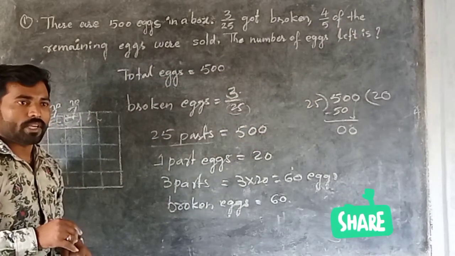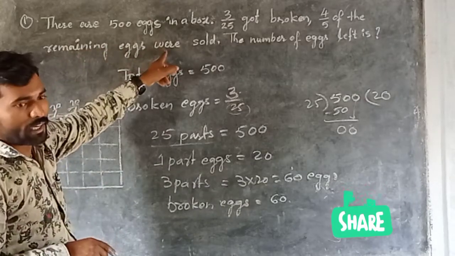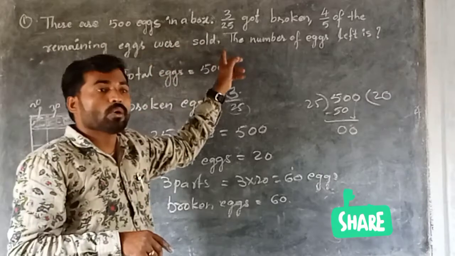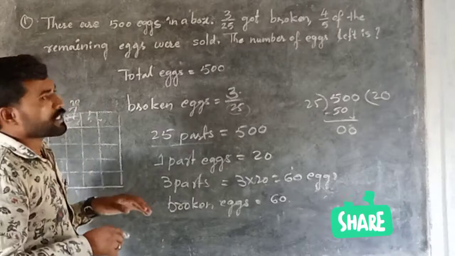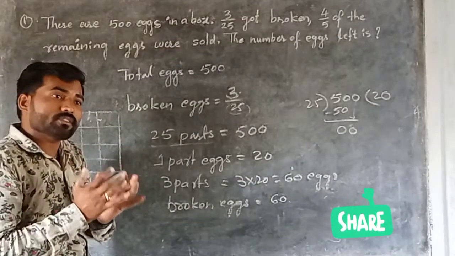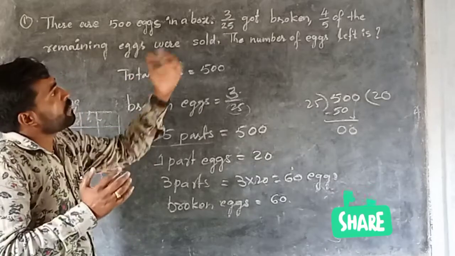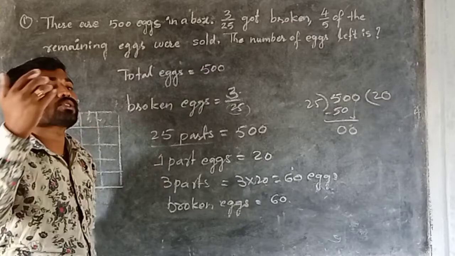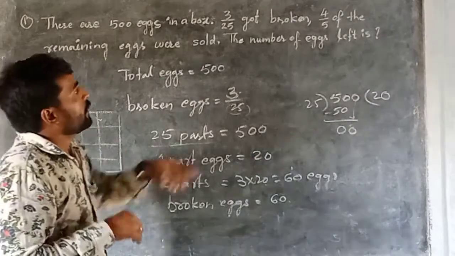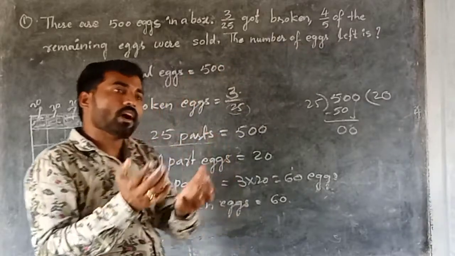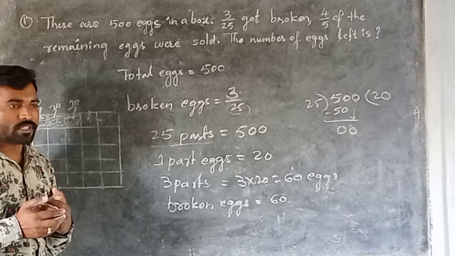Remaining. Okay, 4 by 5 of the remaining x were sold. That means now how many x were left? 440. Among those 440 x, 4 by 5 of the x were sold. Then the number of x left with him. Then how many x were left? He is asking that question.